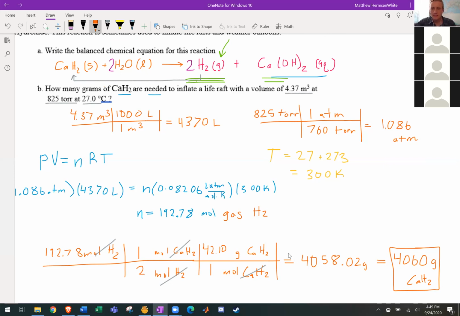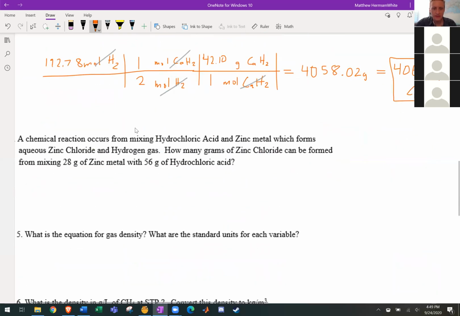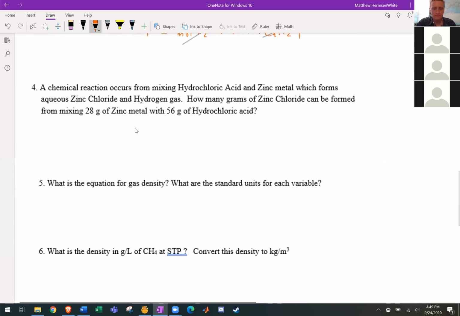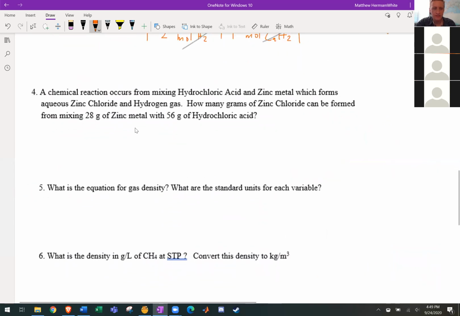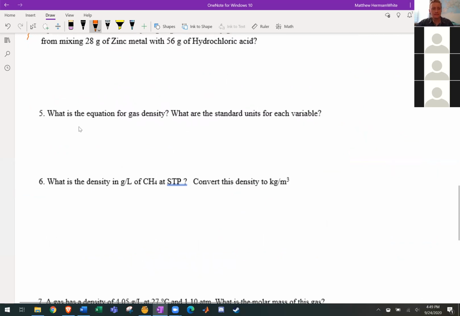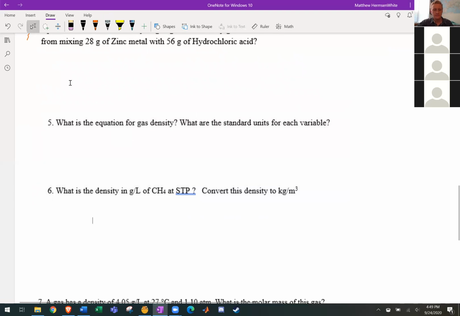All right, let's move on. I know today's kind of a big calculation day, so why don't we pass on number 4. We'll do number 4 maybe on Monday, just because I don't want to throw another big calculation at you. And let's discuss the next topic for chapter 5, which is gas density. For gas density, there is a specific equation. Does anyone know what the equation for gas density is?